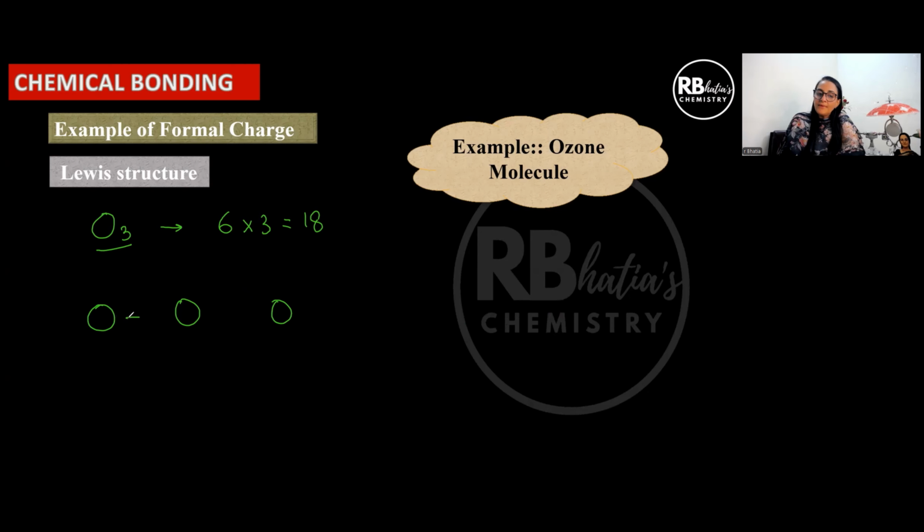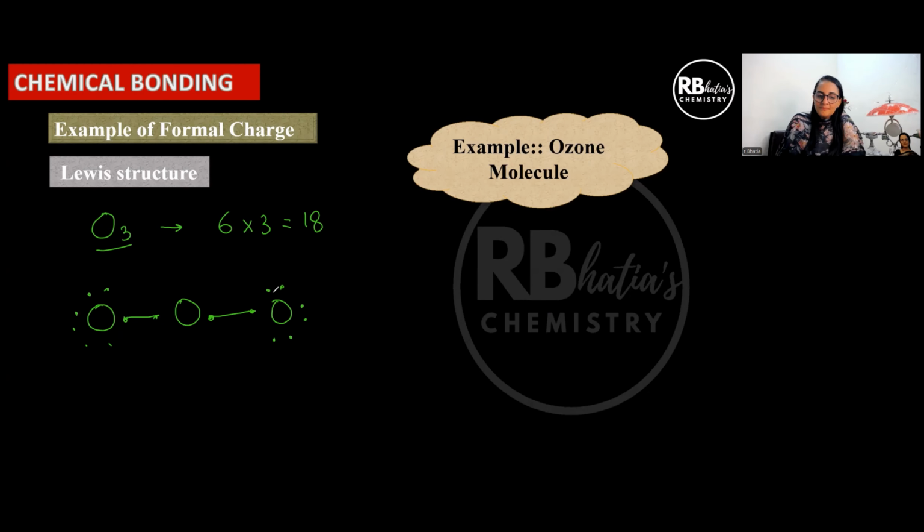What is the next step? I put one line to connect the various atoms, or I could have written dots. And now, complete the octet of the surrounding atoms first. Generally, what do we do? The more electronegative atom is to be taken as the central atom. But here all 3 are the same, so place any one oxygen in the center. Fine. And what do you do next?